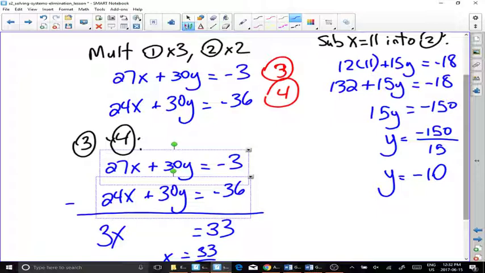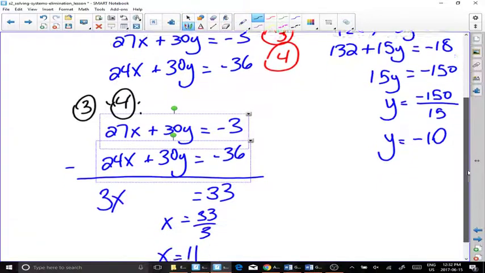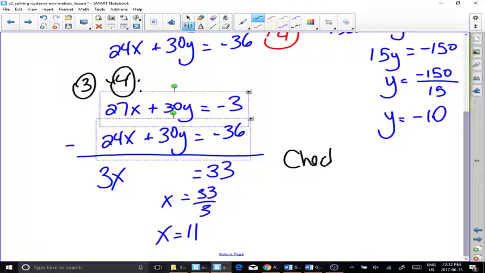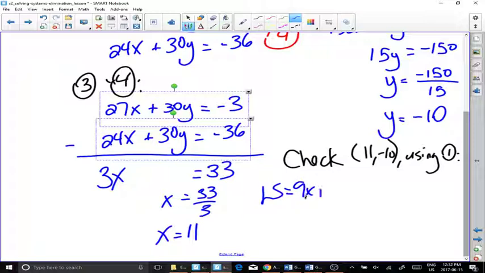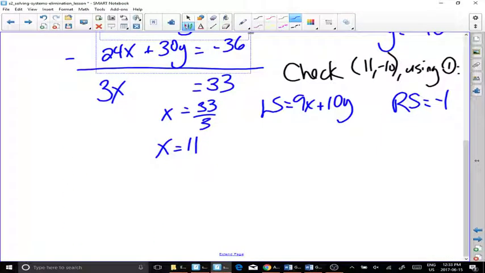And since we did 2 for the finding of y, we must use equation 1 for our check. So we're going to check using equation 1. And what we're checking is the point 11, negative 10. And we're going to use equation 1 to do that. So equation 1 is 9x plus 10y. Right side is negative 1. So let's see if it works out.